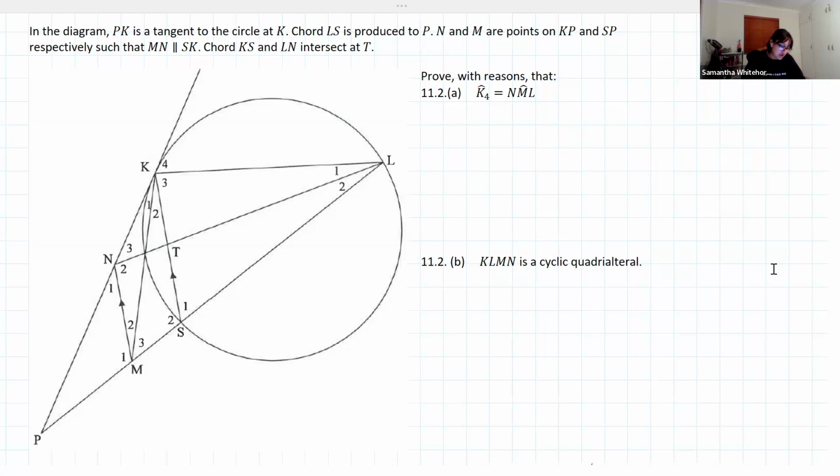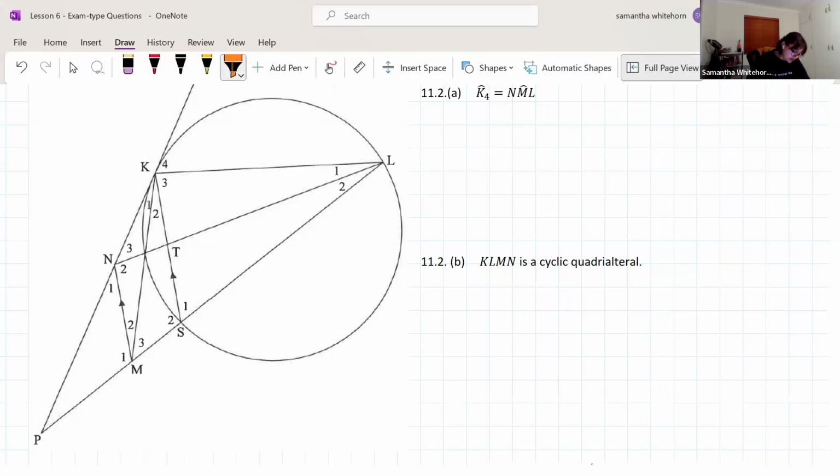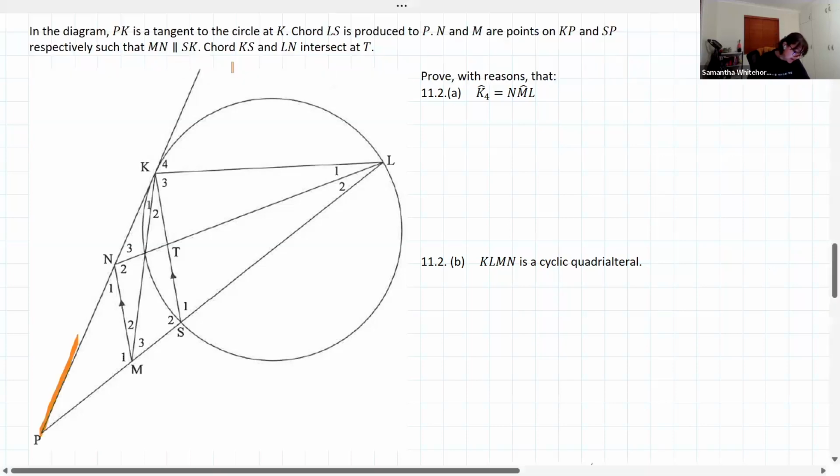PK is a tangent to the circle at K. Chord LS is produced to P. N and M are points on KP and SP respectively, such that MN is parallel to SK. Chords KS and LN bisect at T. So there's a lot of information there. Let's just be mindful of what we have.